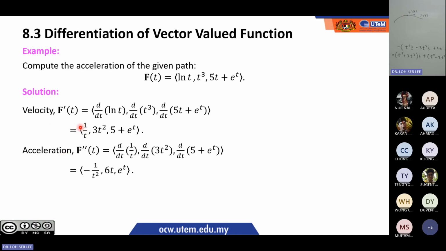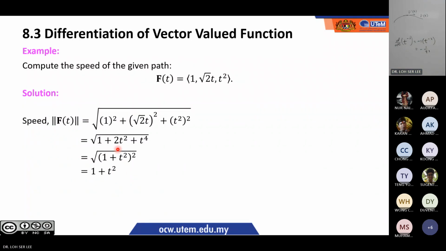So 1 over t, when you differentiate, you can write this as t to the power of -1. So when you differentiate, -1 you bring to the front, and t to the power of this minus 1 more, you get -2. So you get -1 over t squared. Differentiate this, you get 6t. And differentiate this one, you get et.